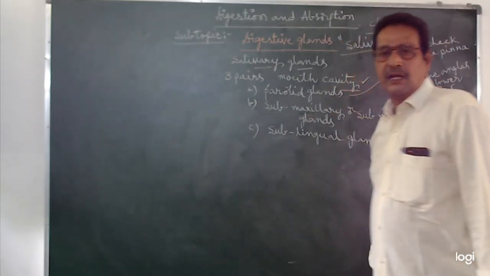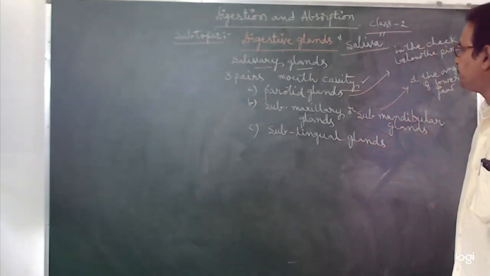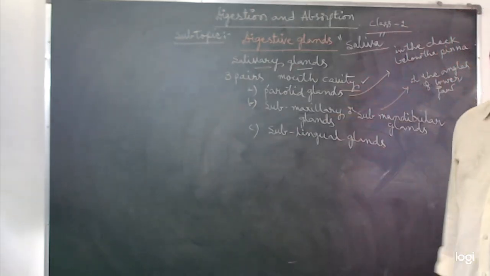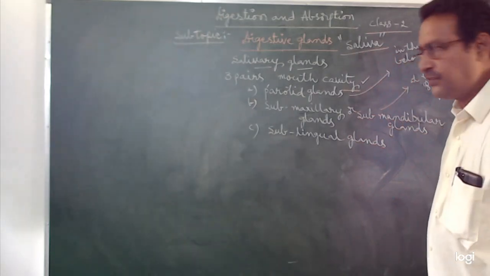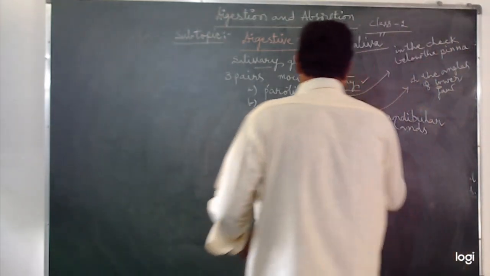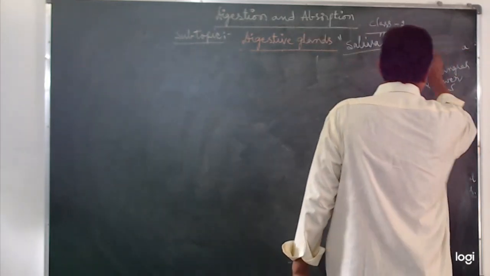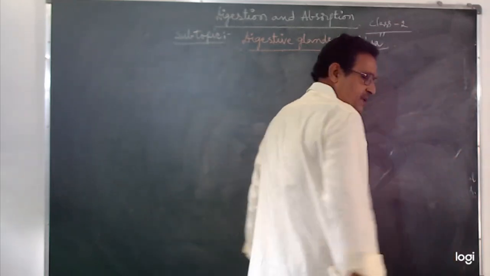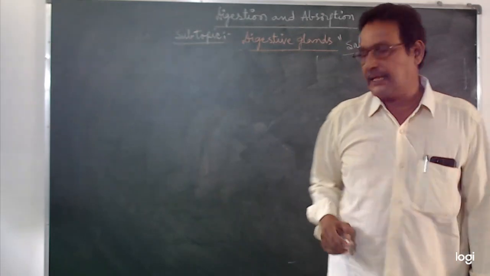Whatever the secretion that is secreted by salivary glands is called saliva. When we look at the cells, each salivary gland is made with two different types of cells.